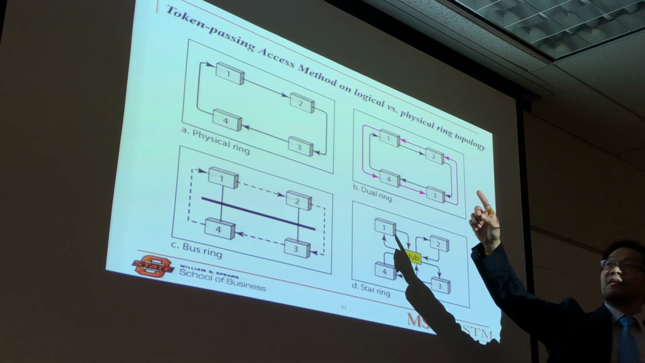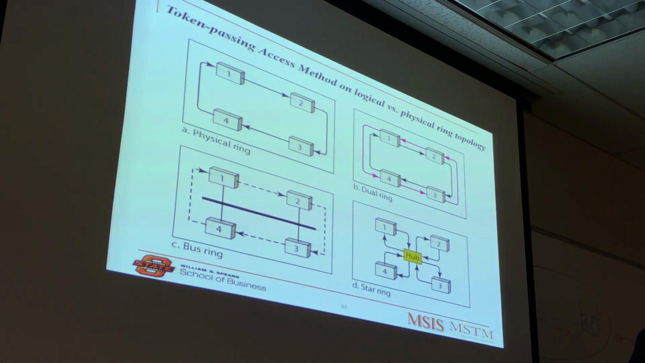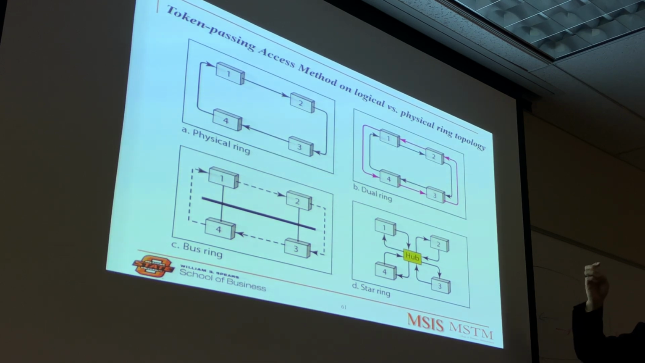So if device A does not have anything to transmit but has the token, that device will pass the token to the next device, and the next device to the next, until the device that has something to transmit receives the token. Then it can transmit. And once the transmission is over, the token can be passed to the next one.